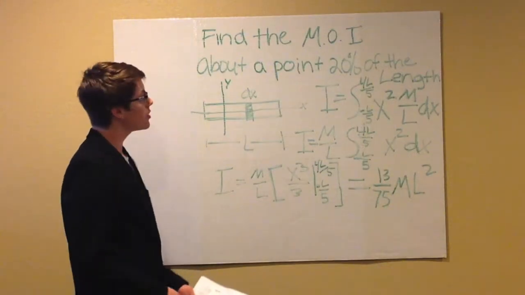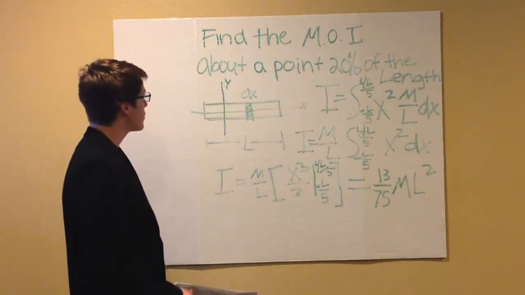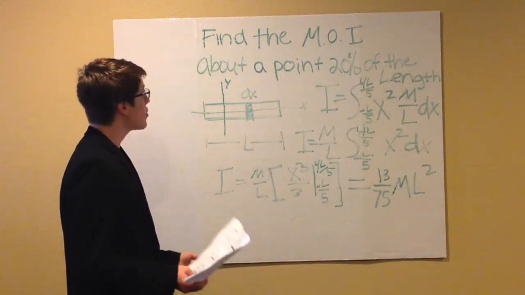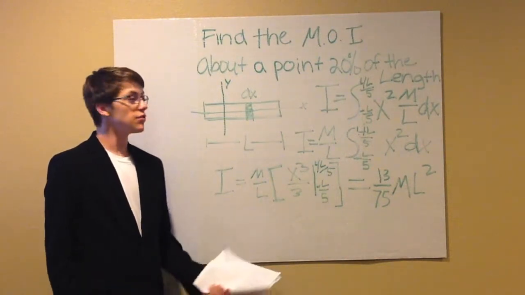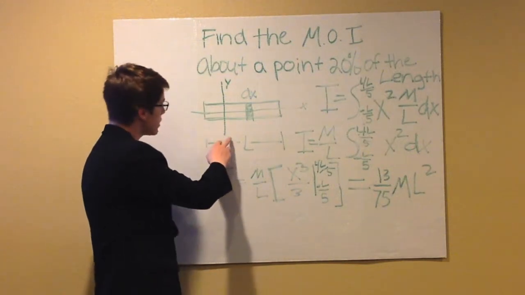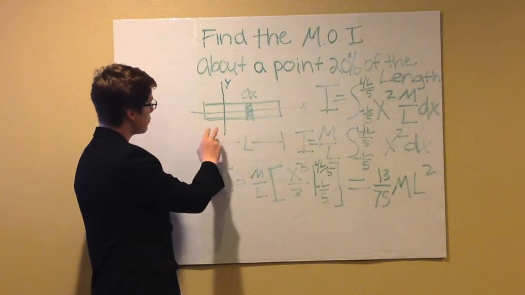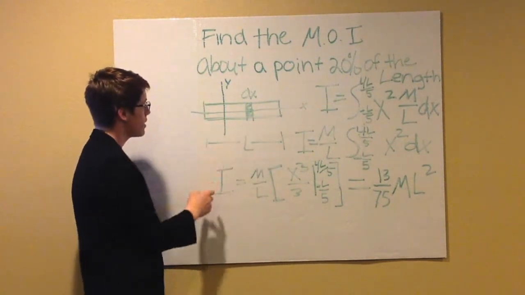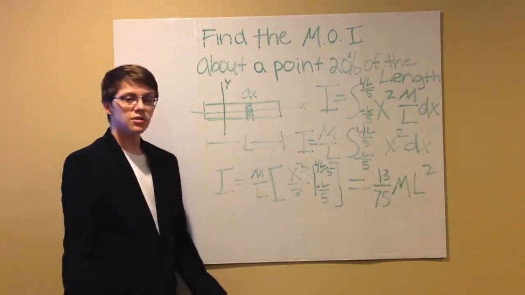So now we're going to do an example that is pretty similar to the last one with a little different twist to it. We're going to find the moment of inertia again, but this time we're going to do it about a point 20% of the length of the rod. Notice here that the y-axis is not against the edge of the rod like it previously was. It is supposed to be 20% of the rod, so it's 20% in from the end. So now we basically do the same thing as last time.